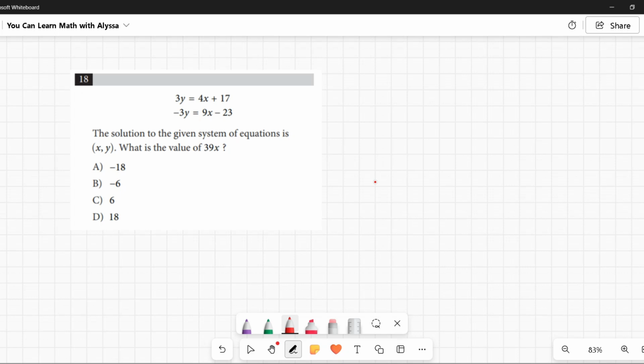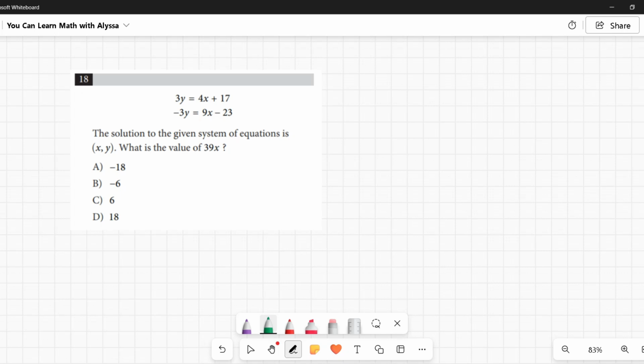It doesn't matter. The only thing that's important with that first sentence is that they're telling us there is a solution. It doesn't matter that the solution to the given system of equations is x and y. Do I need to know what y is? No, you don't. You just need to know there is a solution.